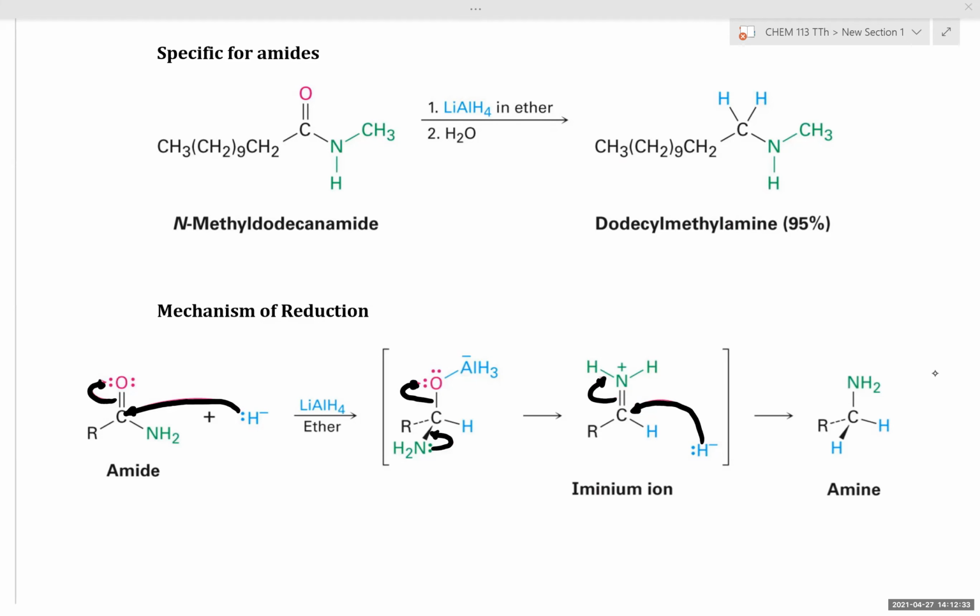Does this mechanism make sense to everyone? It's almost identical to the nitrile reduction mechanism. Any questions I can address before we try to apply what we've learned? Okay, let's keep going then.